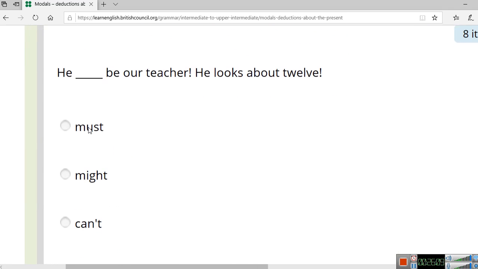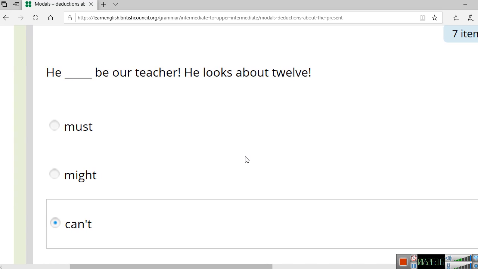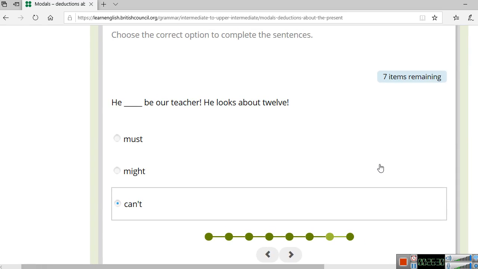Okay, I think it's can't. He can be our teacher. He looks about 12. He's a very young teacher. All right, that's quite simple. Yeah, he's 12, thereby he cannot be the teacher. Very well. And this is 100% certainty, but in a negative way. So that's why we use can't.